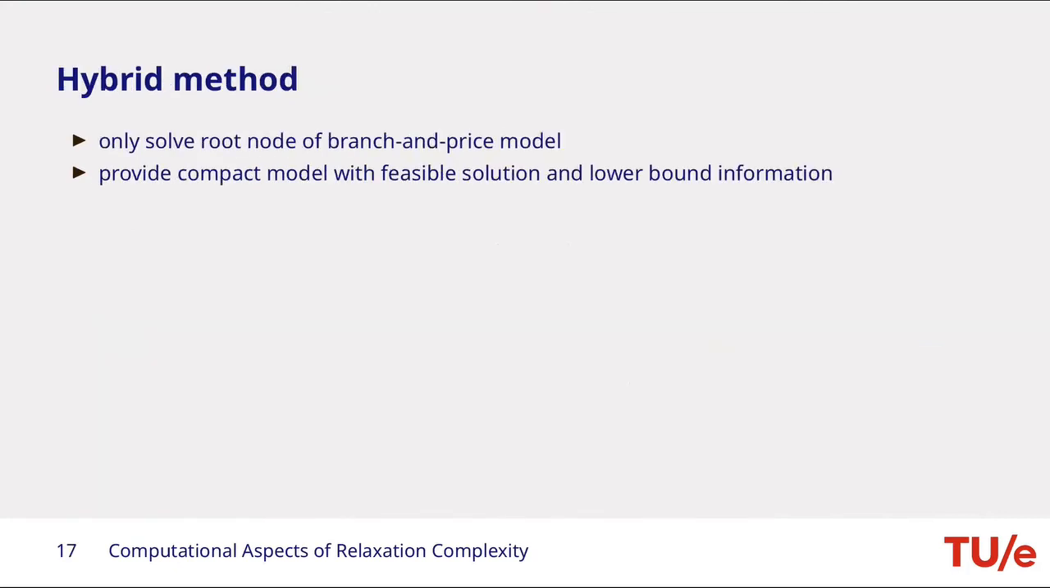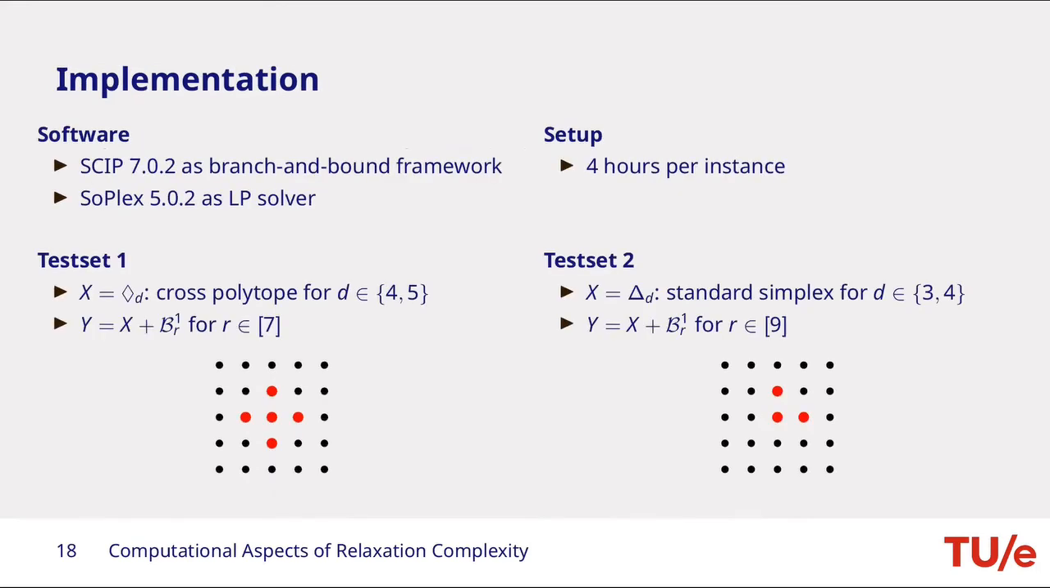Of course, we can also combine these two models. We can, for example, just solve the root node relaxation using the branch and price model, and then take the bounds that we get from this model, transfer them to the compact model, and then run this model with the hope that we can actually save some time because we don't need to call the pricing routine that often. We've implemented this approach in SCIP, and we used Simplex as LP solver to solve the LP relaxations.